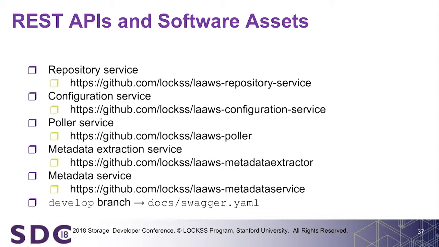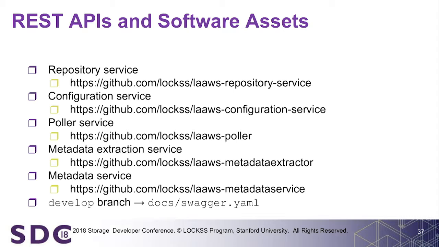And in each one, that's the notation at the bottom, you go to the develop branch on Git, and inside this file, there is your YAML file that you can plug into your favorite tool to generate a client stub in your language of choice.